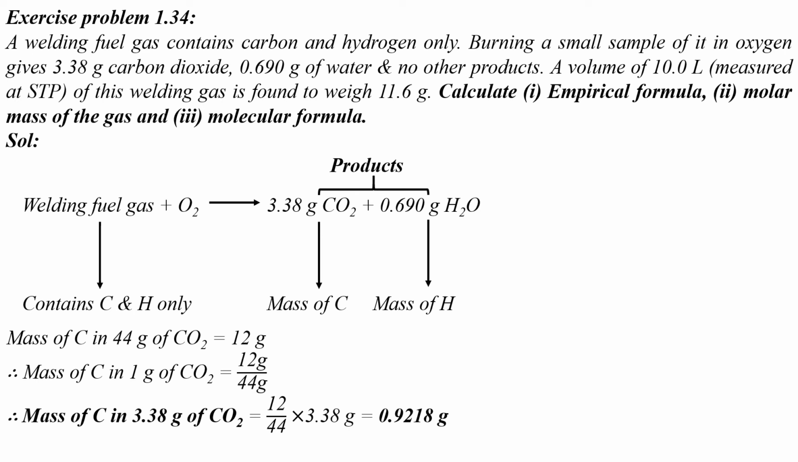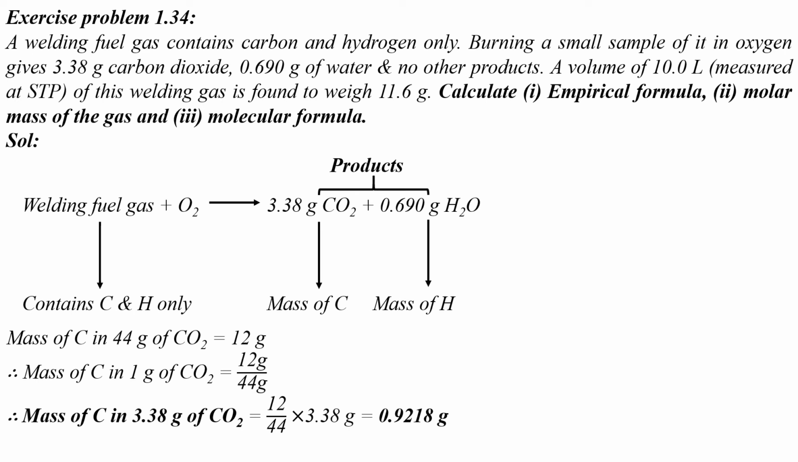Why should I find out the mass of carbon in 1 gram of carbon dioxide here and then find out the mass of carbon in 3.38 grams of carbon dioxide by unitary method or by cross multiplication? Suppose, for example, you have an apple and it is cut into 4 parts. If 4 parts make 1 apple, then 1 part would make 1 by 4th of the apple. Suppose I have 8 parts of apple in my hand, then 8 parts would be equal to 1 divided by 4 into 8, which gives 2.